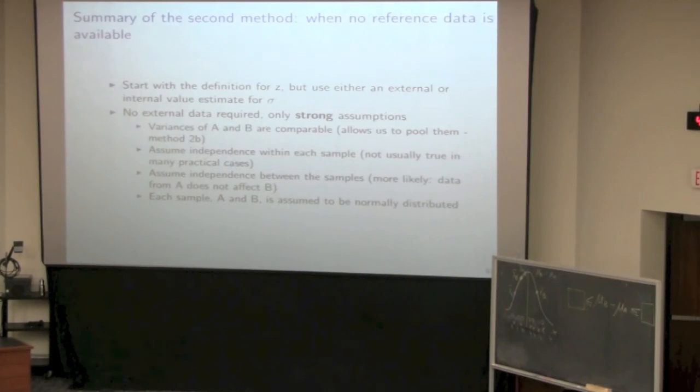So let's just quickly summarize here. If you're using this method to test, you've got two options. Either you know the variance or you don't know the variance. If you know the variance, you use the normal distribution. If you don't know the variance, you use the t-distribution. That's essentially summarizing it there.